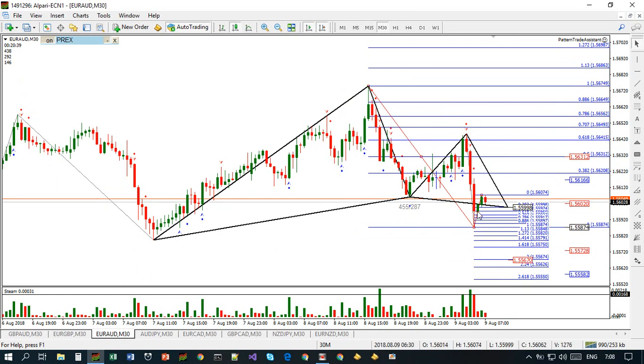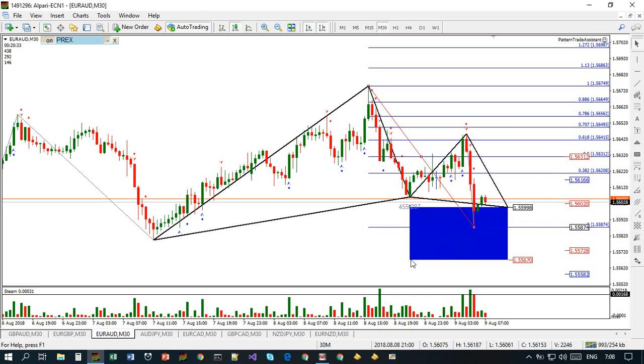So as you see, we have this distance from completion of the pattern towards the invalidation of the pattern. So all this rectangle from here to here is the distance to buy it. Somewhere here you can execute it absolutely. Maybe it may have some more final leg to the downside.